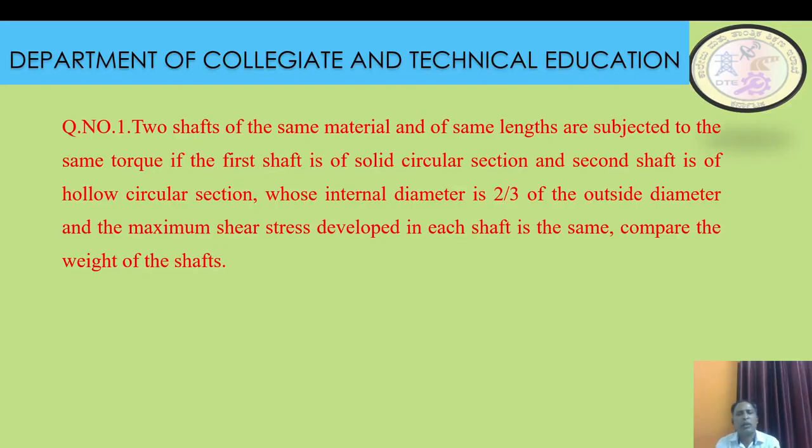The first problem of today's session: two shafts of the same material and same length are subjected to the same torque. If the first shaft is of solid circular section and the second shaft is of hollow circular section whose internal diameter is 2/3 of the outside diameter, and the maximum shear stress developed in each shaft is the same, compare the weights of the shafts.